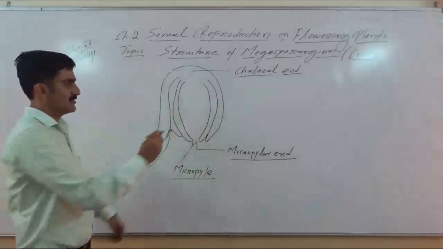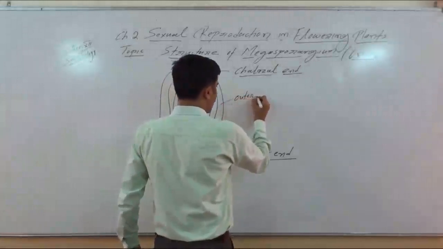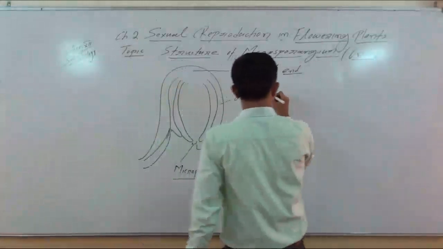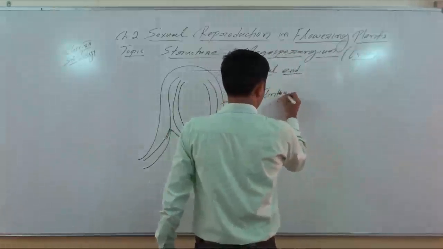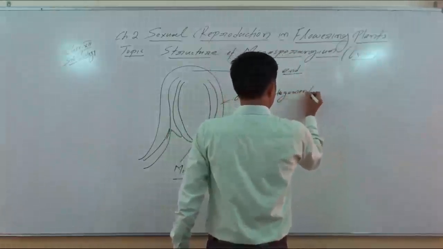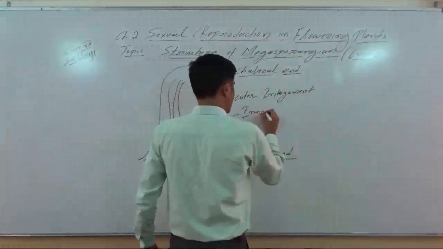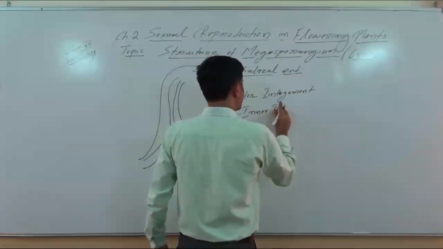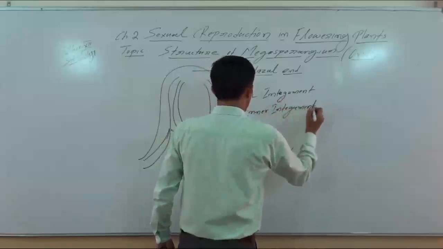These layers are known as the outer integument, and this one is called the inner integument. There are two integuments, the outer integument and the inner integument, right?